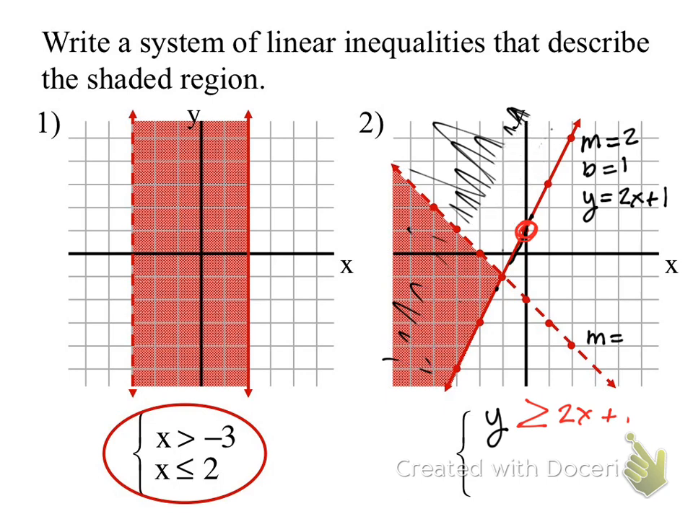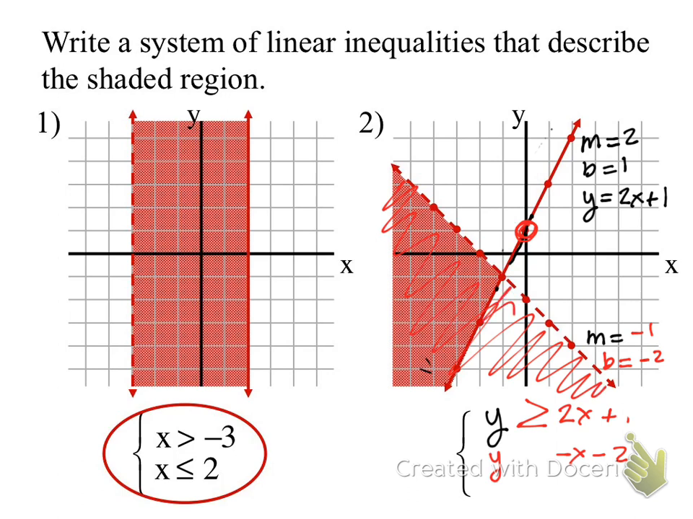Okay, next one. What's my m, what's my b? B is negative 2 and my m is negative 1. So y equals negative x minus 2. Now, if I were to continue the shading, is it shading above or below that y-intercept? So it would be less than, and it's just going to be like that. Okay, that's how you write it.